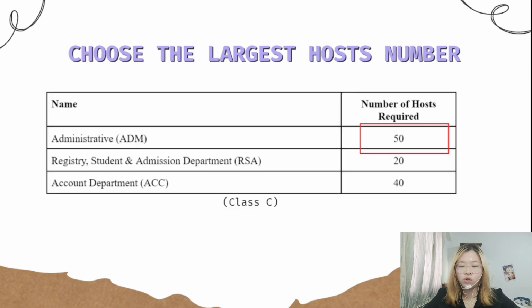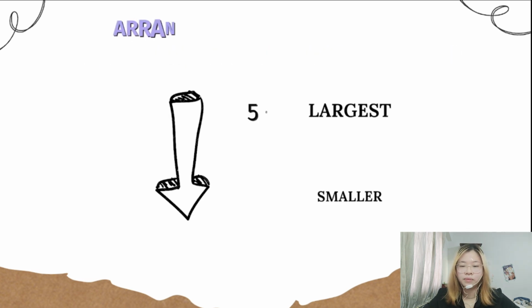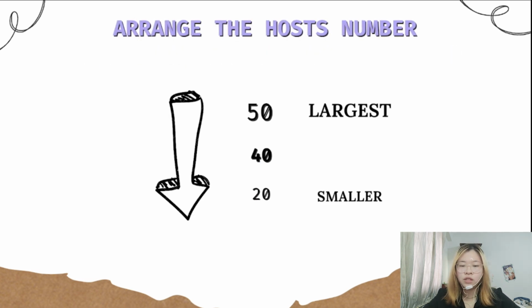So now we need to choose the largest host number. In this table, we can see that 50 is the largest one. So the administrative is the largest host number in this table. After choosing the largest host number, we need to arrange the host numbers from largest to smallest.